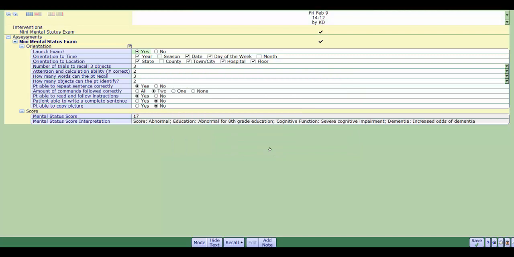When the exam is complete, the scoring section will update with a score and clinical interpretation. The interpretation will indicate either normal or abnormal and provide specific information about the patient's education abilities, their cognitive function, and their risk for dementia.